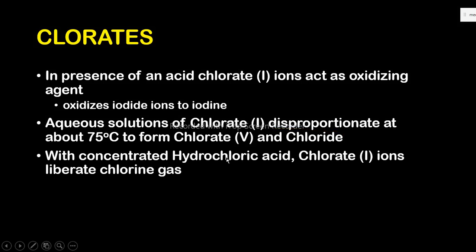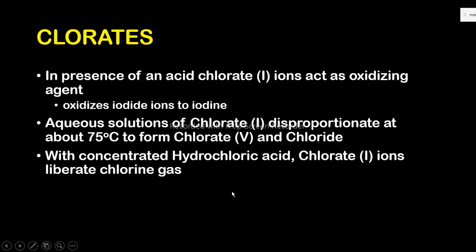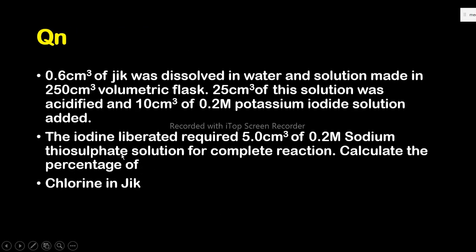Now with concentrated HCl, the chlorate ions, they are reduced now because this is oxidation. They are reduced to chlorine gas, okay, and the acid itself is oxidized to chlorine gas, and you produce your chlorine gas. Then the reaction above is used to determine the percentage of chlorine in a bleaching agent. So you can copy this question, you go and do it. And we call it a day.